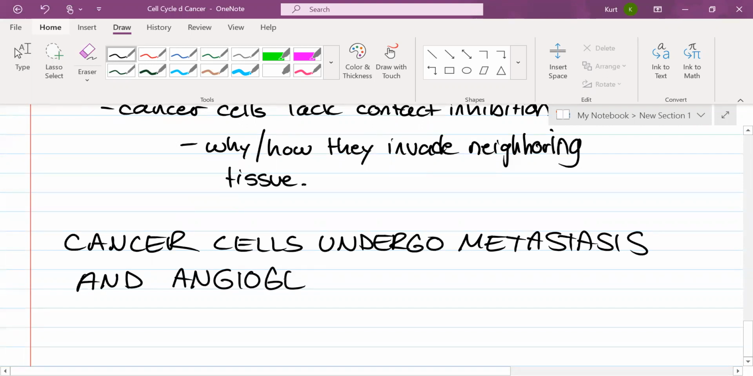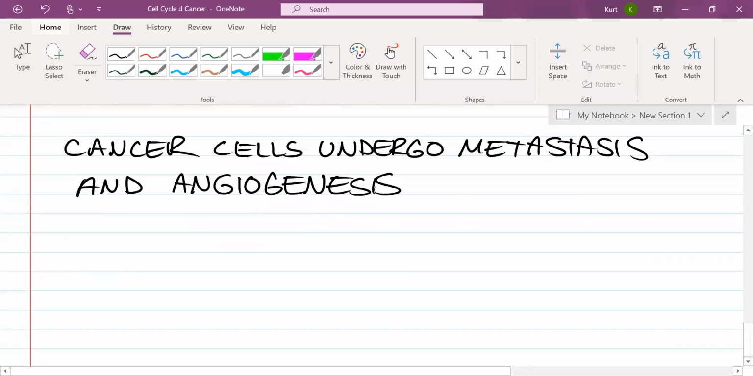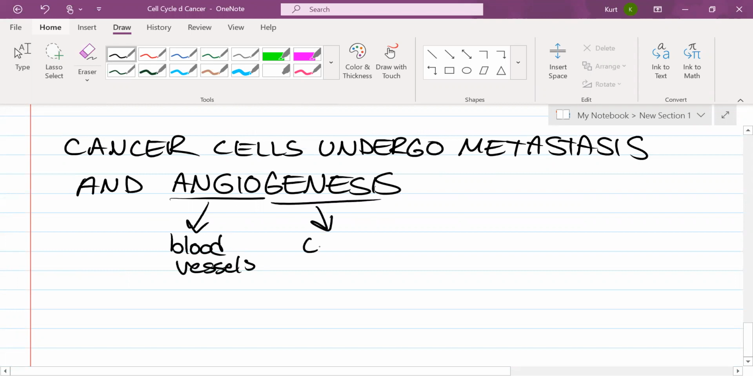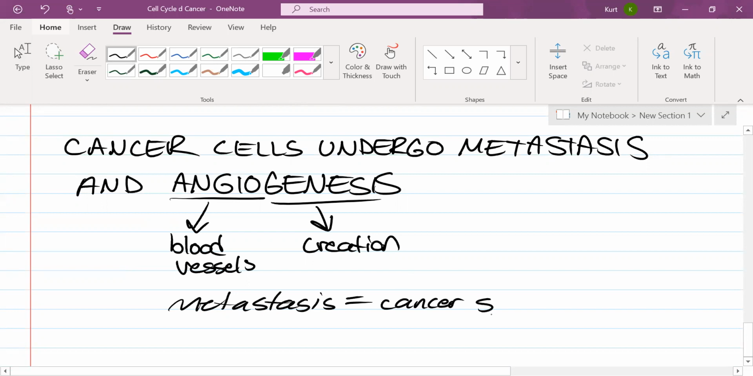For those of you that have had to go to Sunday school, I'm sure you know what genesis means. What does it mean? Beginning, creation, right? Well, angio means blood vessels, or circulation. And genesis means creation of, or creation. So let's go through metastasis first, and then we'll get to the other one. Metastasis is basically cancer spreading through the body.